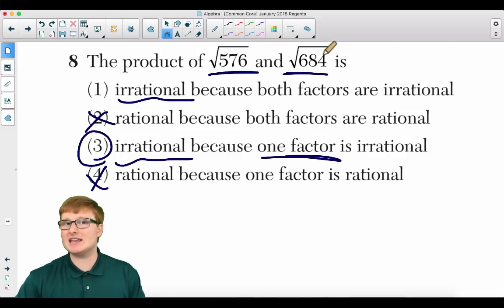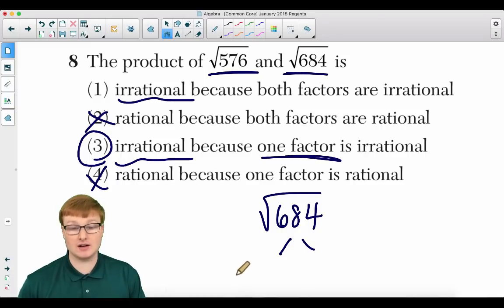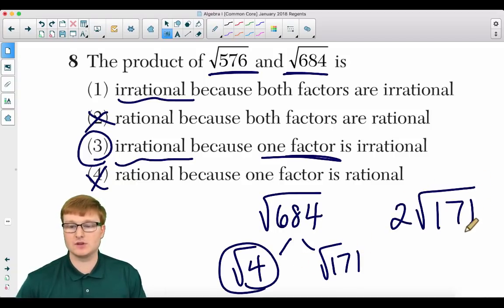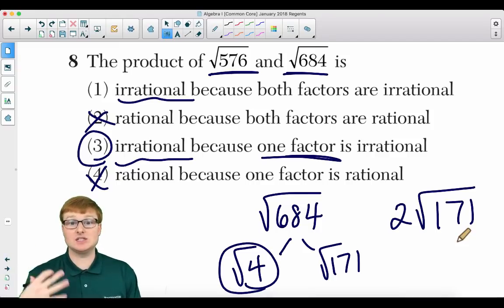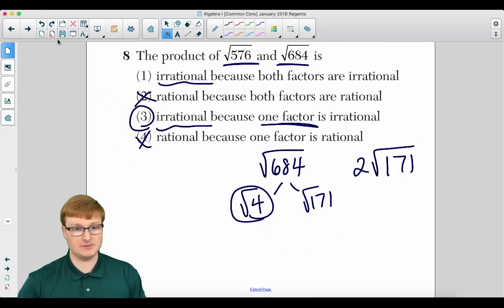factors is irrational. And indeed, the square root of 684 is in fact irrational, because if you break the square root of 684 down into two separate radicals, it is the square root of 4 and the square root of 171. The square root of 4 is 2. Carry along the 171 for the ride. The square root of 171 is, of course, irrational. Your answer is choice 3 for this question.